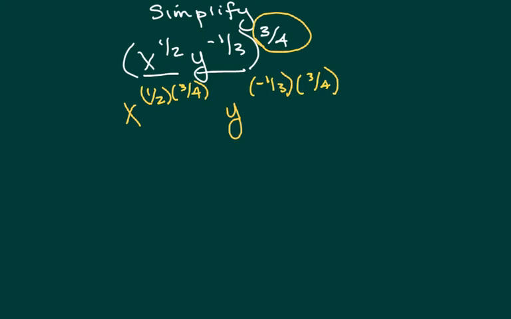X to the 1/2 times 3/4 is x to the 3/8. And here, our 3's are going to cross out. And we're going to get y to the -1/4, which comes down as y to the 1/4.